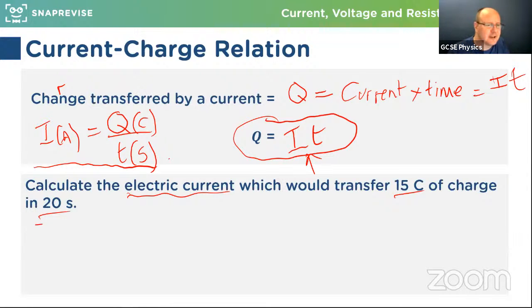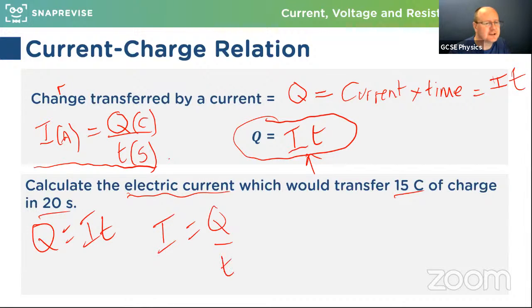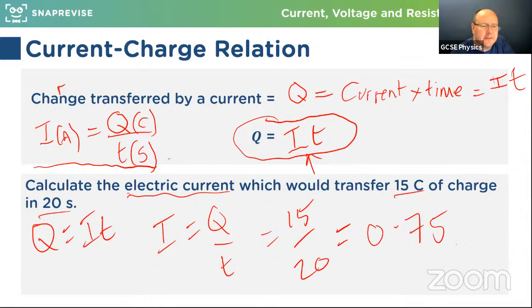Just make sure when you do write the unit for current that you always use a capital A. So Q equals IT. We want to find the current, so I is going to be equal to Q over T, charge over time, which is 15 over 20 in this case, which is 0.75 amps. Absolutely correct, all of those who've popped that into the chat. Thank you.